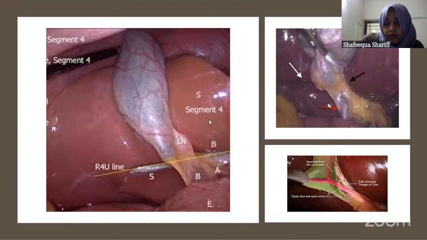This is segment 4, that is the quadrate lobe. So the R4U line extends till the umbilical fissure. So this line can be used as an indicator. The BSAFE concept is something newly introduced into laparoscopic cholecystectomy surgeries. So this picture is from such a surgery, that's why they've given all these labels. I'll show you later what it means. So when you dissect, ventral to this line is a safer zone of dissection for the cystic duct and the cystic artery. Whereas you have to stop your dissection past this line because you may injure the CBD beyond this, right?